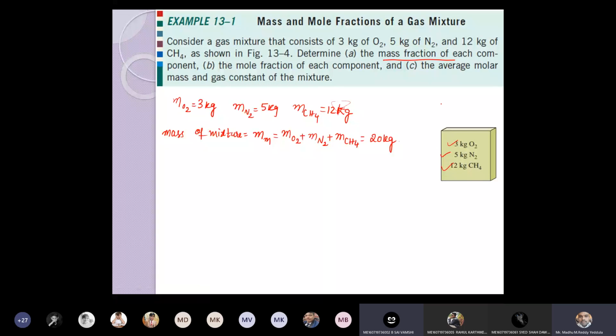Mass fraction of oxygen, or XO2, is equal to MO2 by mass of the mixture, nothing but 3 by 20. Similarly, mass fraction of nitrogen, XN2, is equal to 5 by 20. And mass fraction of methane is equal to 12 by 20. Clear till now?